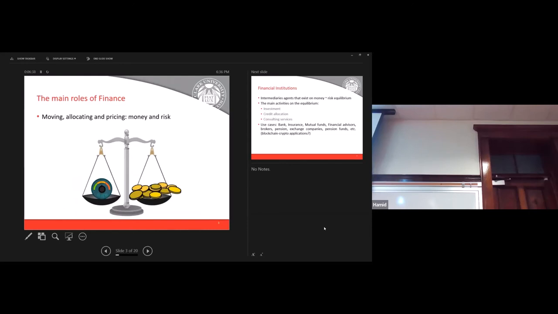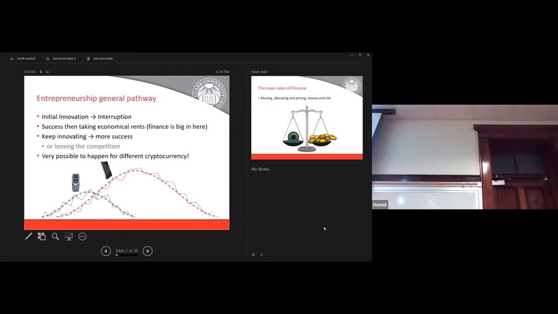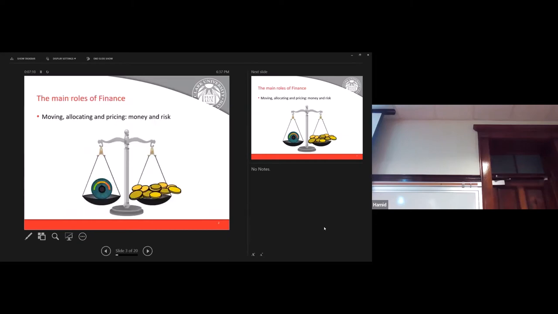So finance is not the very same thing. It's just moving, allocating and pricing money and risk. So more risk, more money or more profit. But sometimes if your risk is too high, your profit might be too high or you might lose everything. So finance usually doesn't talk too much about innovation disruption. So these are two different things.